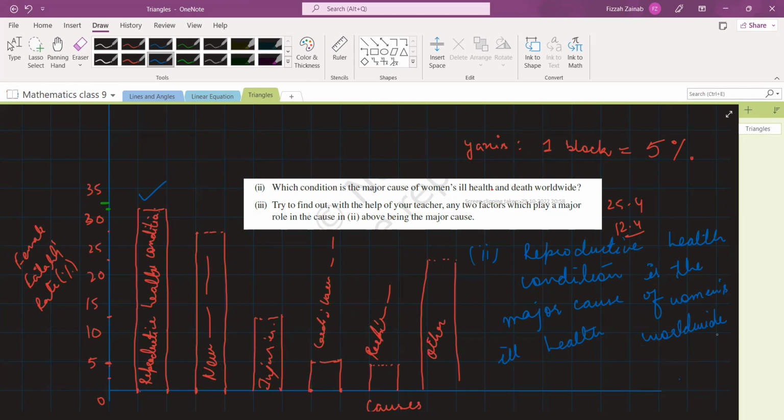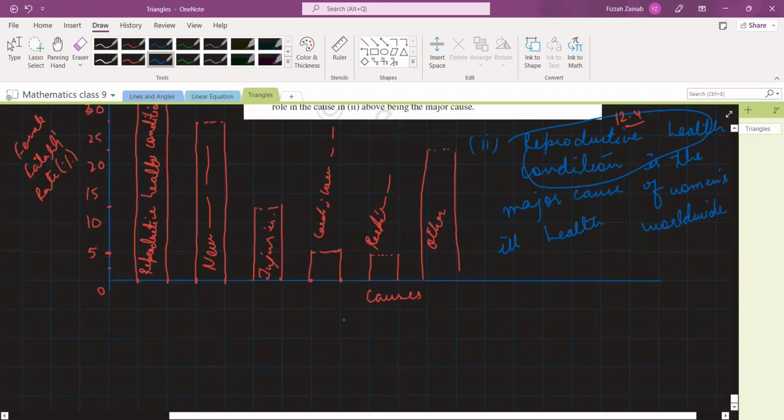Okay. Second, try to find out with the help of your teacher any two factors which play a major role in the cause in second above being the major cause. So why do you think reproductive health conditions are one of the major causes of women's ill health? And this is actually true, no? Worldwide, women are suffering from reproductive health issues. So what do you think can be the major reasons behind it? There are various reasons. You can just name two if you wish.